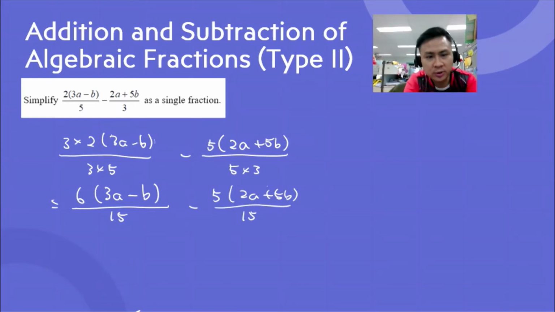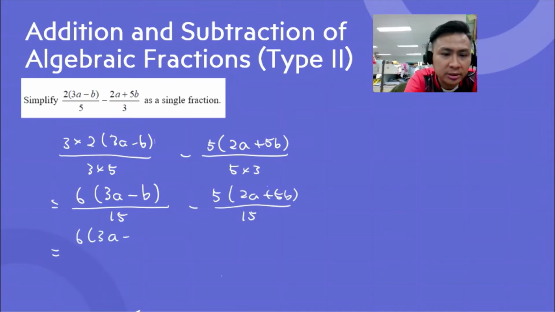Now once we are done with this, the next step is we want to combine the fractions together. So just simply copy the terms in the numerator: 6 open bracket 3a minus b. There's a minus sign here. We'll just follow minus 5 open bracket 2a plus 5b.